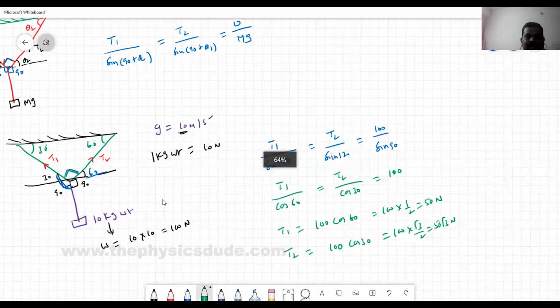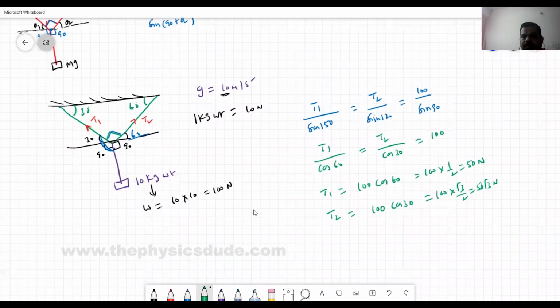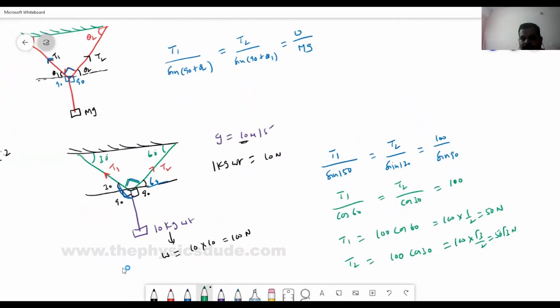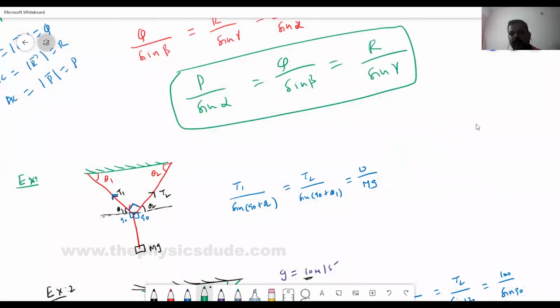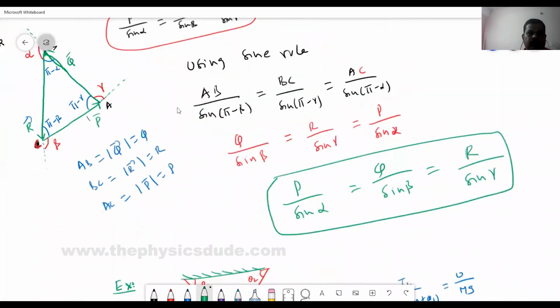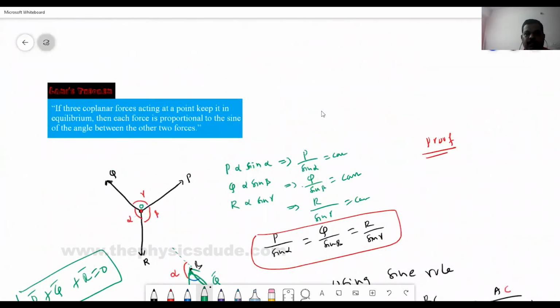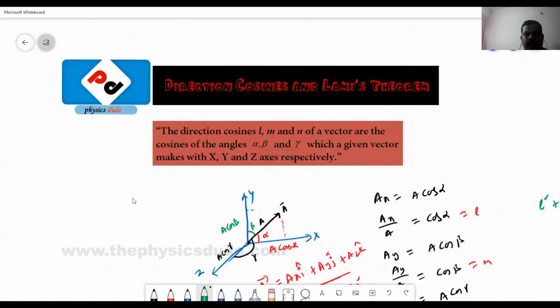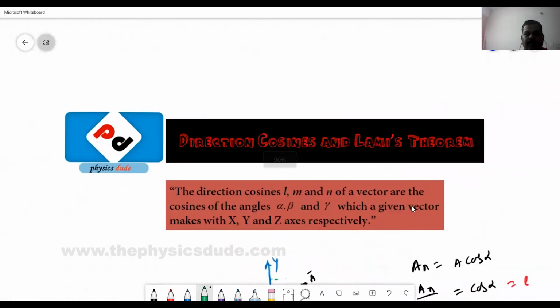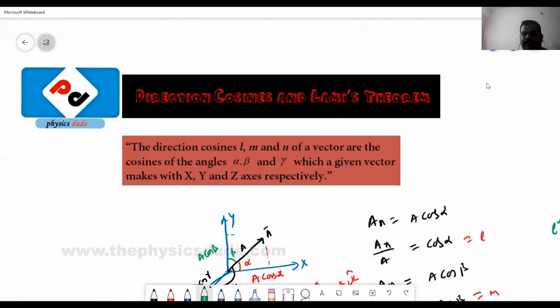So if you understand Lami's theorem, the problems are much easier than resolution of vectors. By using Lami's theorem, you can solve any problem of this kind. I hope you all understood what is meant by direction cosines of vectors, and what is meant by Lami's theorem. These are very important applications of the dot product, and Lami's theorem is all about equilibrium.